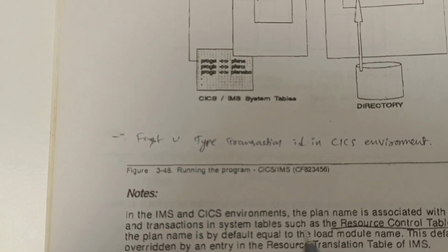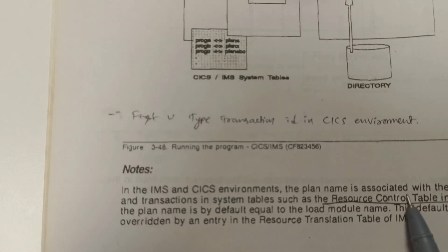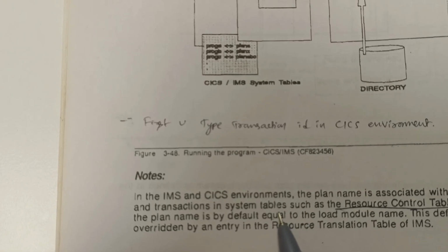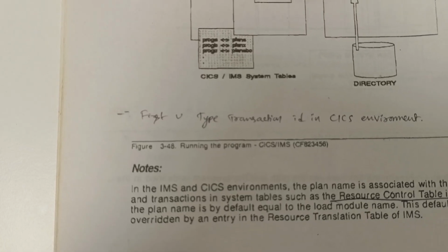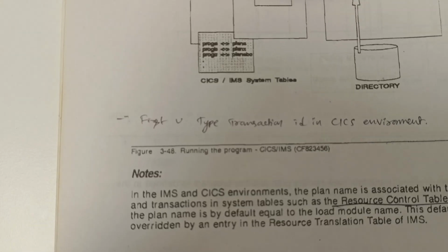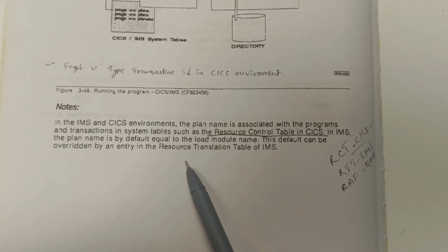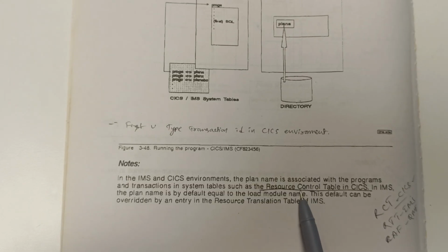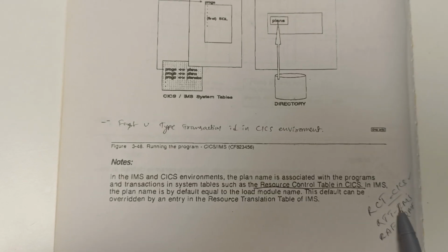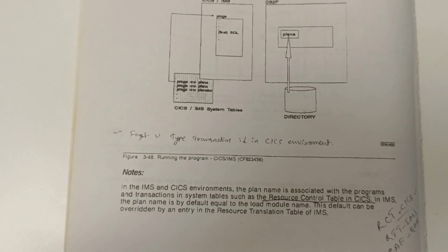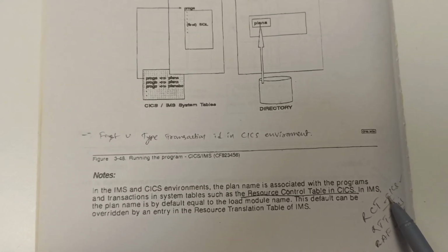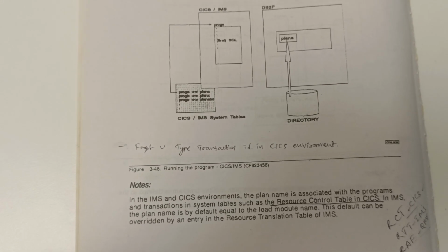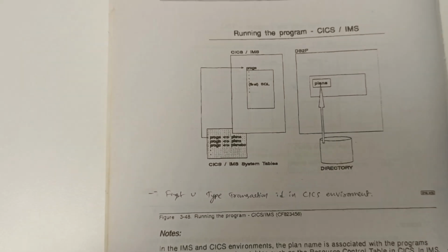One more thing here: the plan name is associated with the program name and a transaction ID in a system table, such as the resource control table in CICS. Sometimes they ask on which table the plan is stored. The plan is stored in the RCT table, nothing but the resource control table. In CICS we call it the RCT table, but in different environments like IMS and QMF, these are different tables.